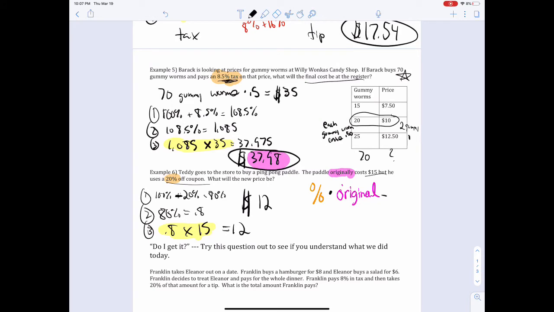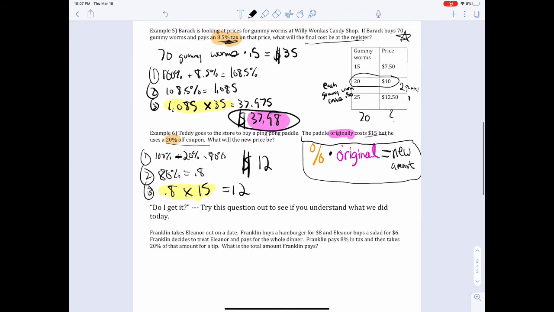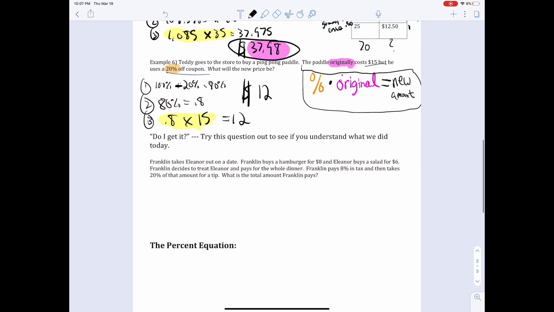And what did that tell us? Well, seriously, it told us how much the new price would be. So the new amount, how much you'd have to pay. So the percent times the original equals the new amount. And this is a very important equation to know going into next week. And we've basically been doing it, but it's just good to get that down on paper.